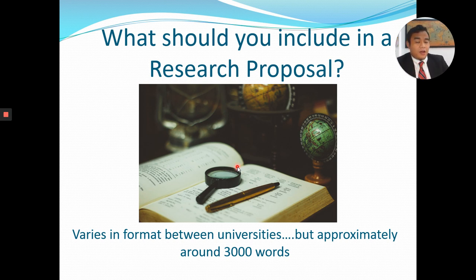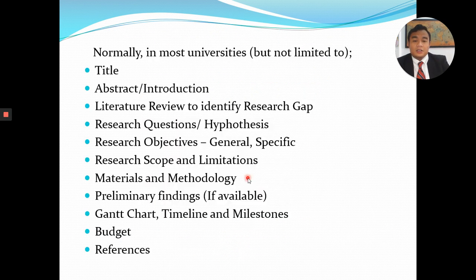It varies in format between universities, but approximately around 3,000 words. So normally in most universities, but not limited to, as some universities have eased their requirements or increased their requirements. But normally you will need a title, abstract, introduction, literature review to identify your research gap or to show why you want to pursue that knowledge.